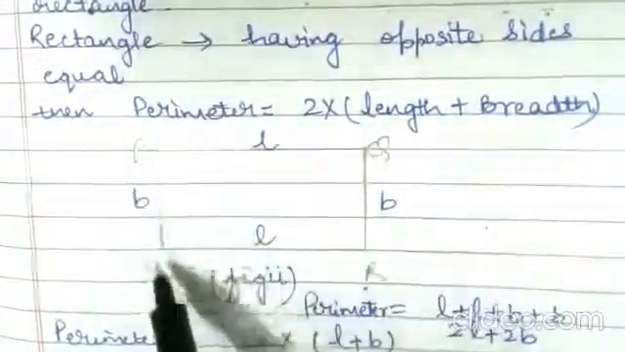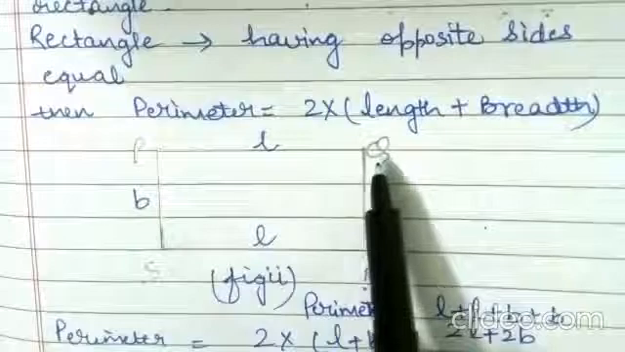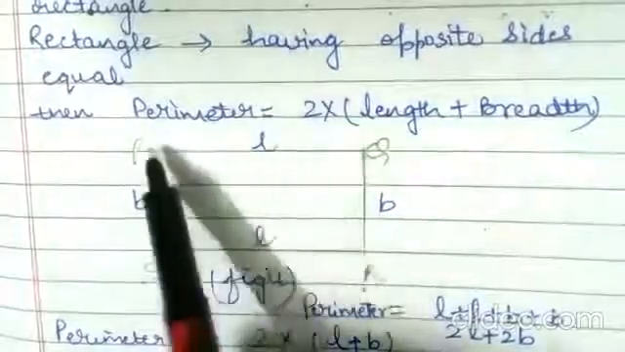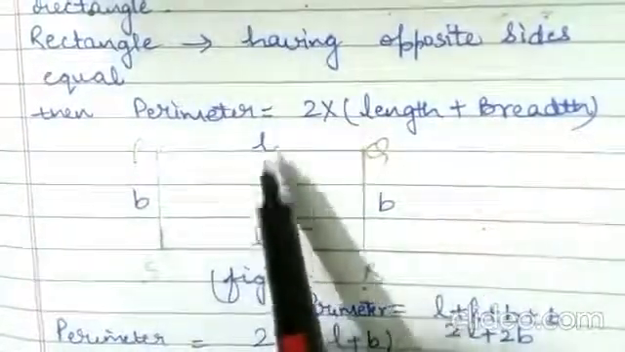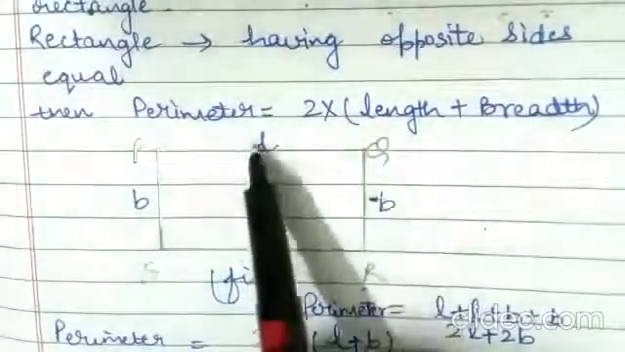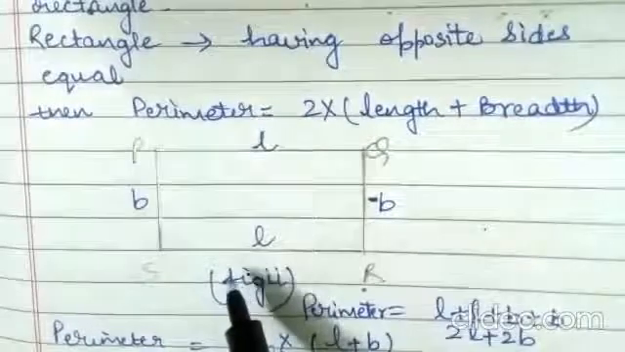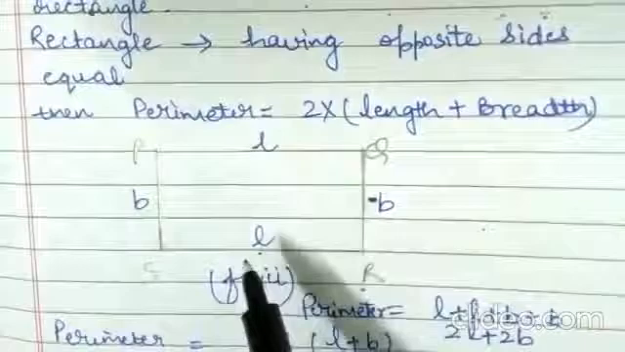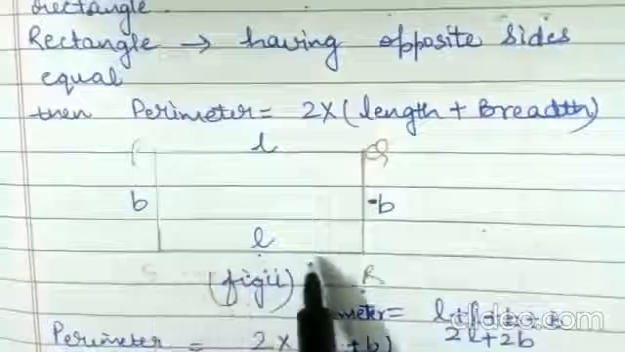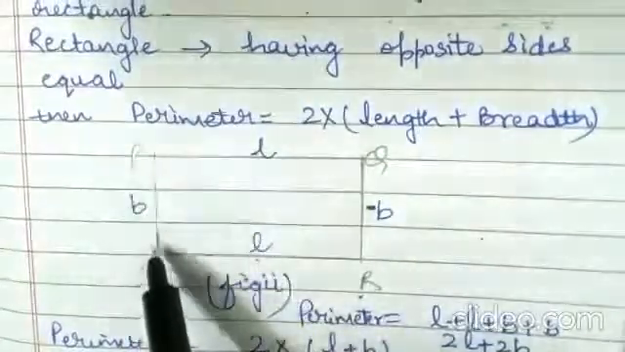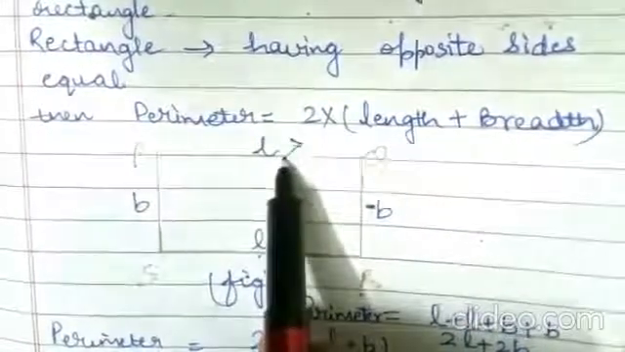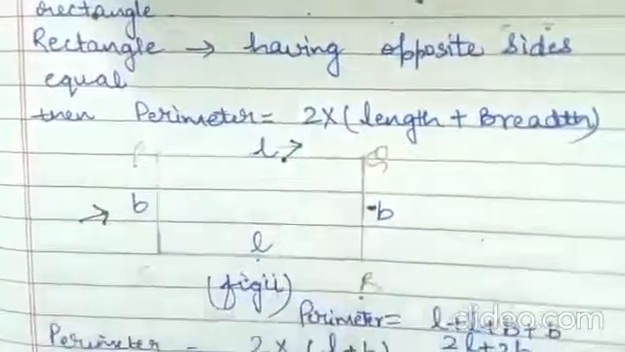This is a four-sided closed figure, so this is a quadrilateral. Now this is a quadrilateral whose opposite sides, this is one pair and this is the other pair of opposite sides, are also equal. If this is L, this will also be L, and if this is B, this is also B. This is length and this is breadth.